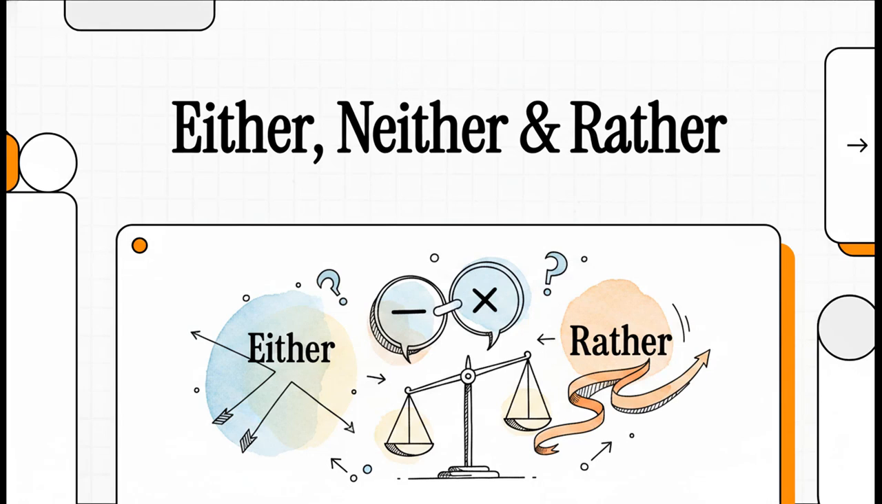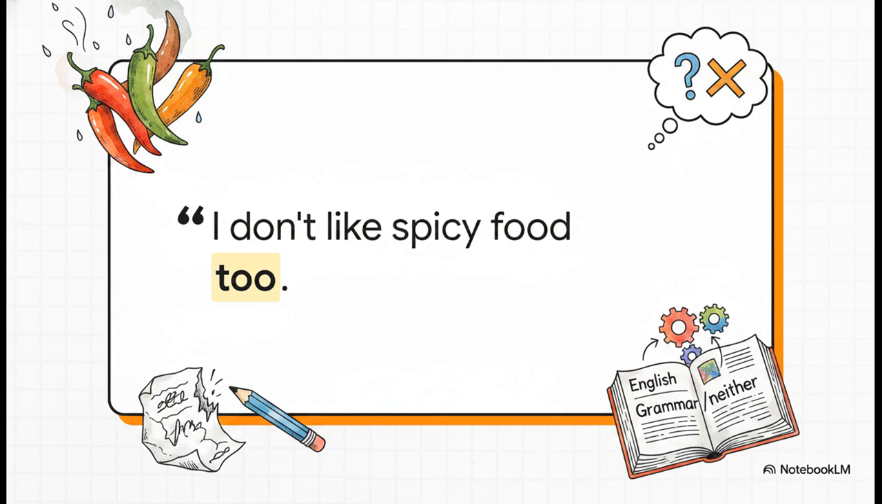All right, let's talk about three little words that can be a real headache in English: either, neither, and rather. Getting these right is one of those small tweaks that can make you sound so much more natural. So let's just dive right in and get them sorted out. So, have you been here before?